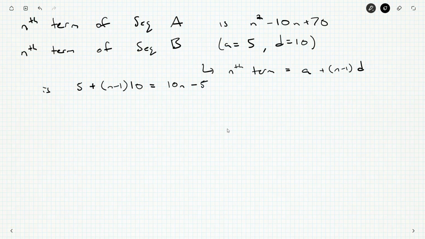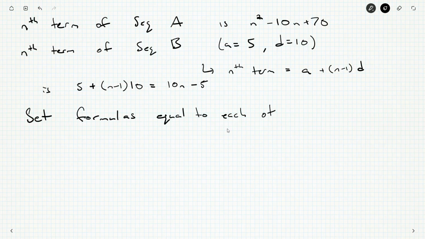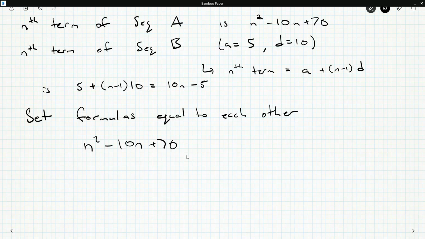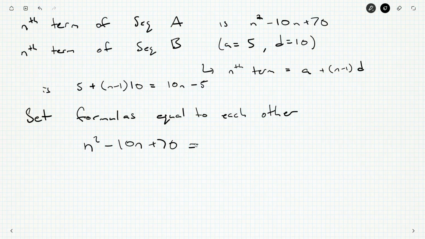Okay, and we can double check. Plug in 1, you get 5. Plug in 2, we get 15. Plug in 3, we get 25. Okay, we've got them. So now, let's set our formulas equal. We got n squared minus 10n plus 70. I just want to double check I did copy that formula right. n squared minus 10n plus 70. Okay, is equal to 10n minus 5.